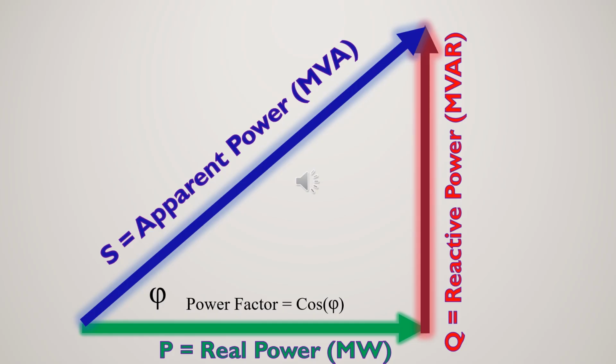Here is the Power Triangle. On a very high level, there are four things that we look for in the Power Triangle. The horizontal line, that's the real power. The vertical line, that's the reactive power. The apparent power, and the power factor.